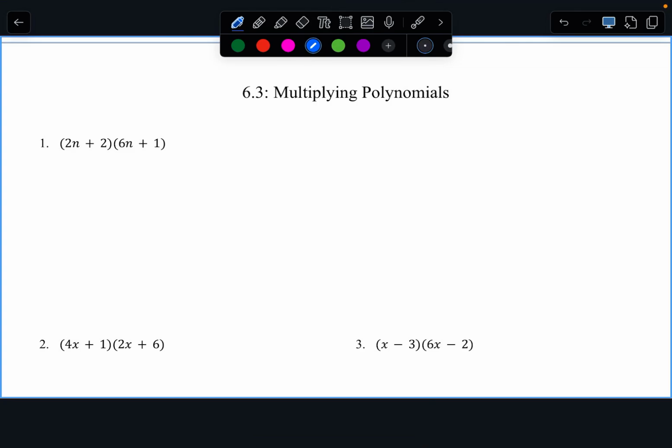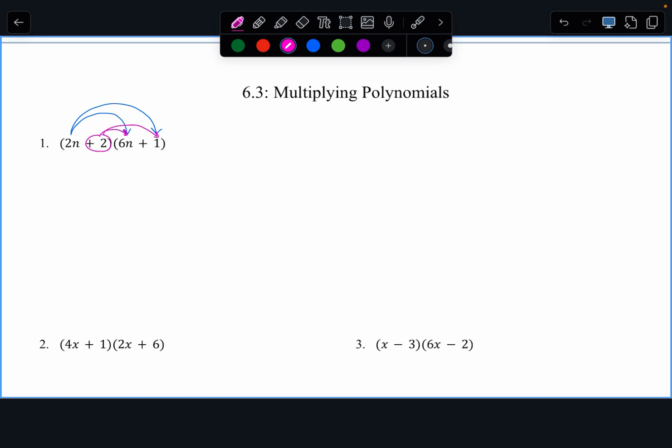All right, so section 6.3 is multiplying polynomials. So instead of having just one piece that you're distributing to everything in parentheses, you're going to have multiple pieces distributed to everything. So essentially what we're trying to do is multiply 2n to everything inside and the positive 2 to everything inside. But that can get kind of confusing if we write it that way.